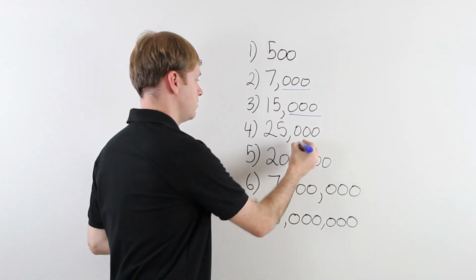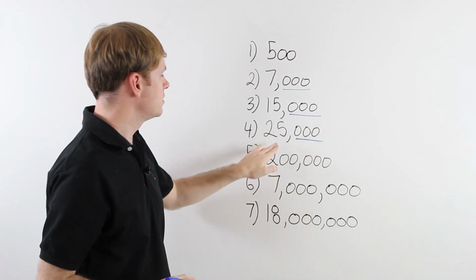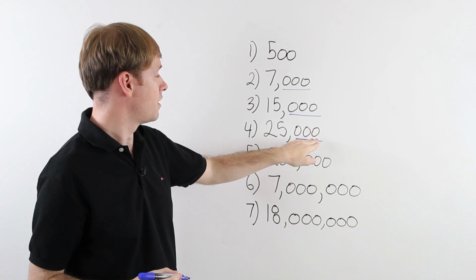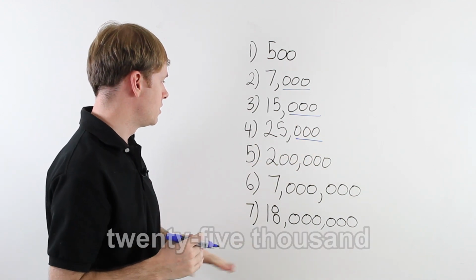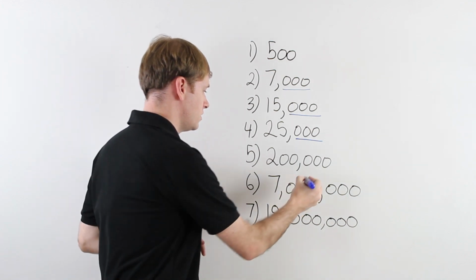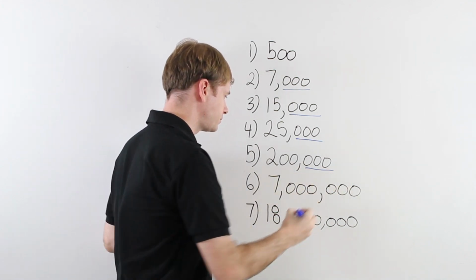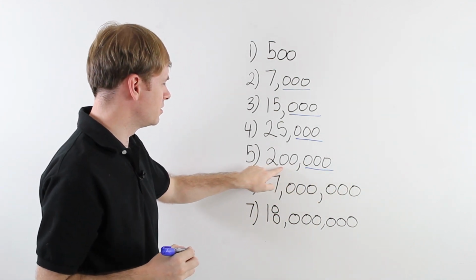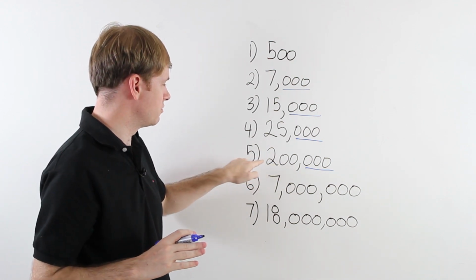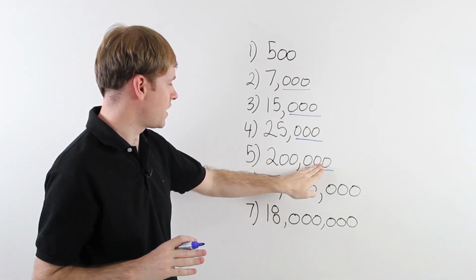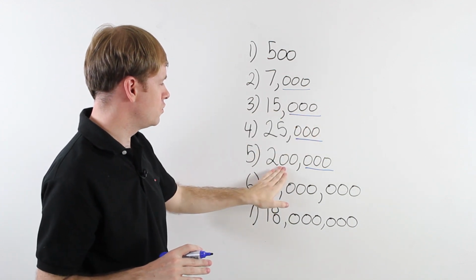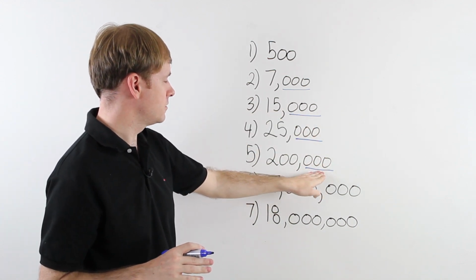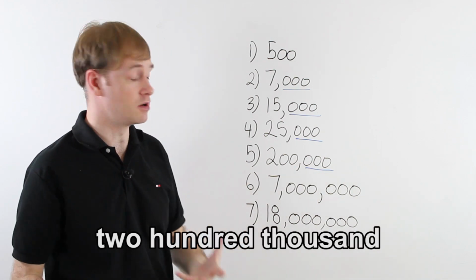Let's look at the next one. 3 zeros. We know this is 1,000. This is 25,000. All right, let's go to a bigger number. Lots of zeros here. Okay, so we know this is 1,000. And we have more zeros here, but it's not 3 zeros. So this is just 1,000, and this is 200. Okay, 200,000.